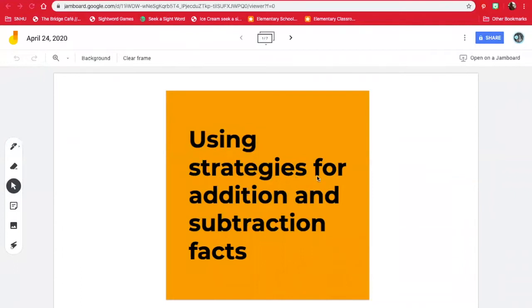So today is the last day we're going to be spending on this week's lesson, and then you will get to prove and show me what you learned and what you know in the quiz that you'll take after this review lesson. So here we go. Using strategies for addition and subtraction facts, our last day.